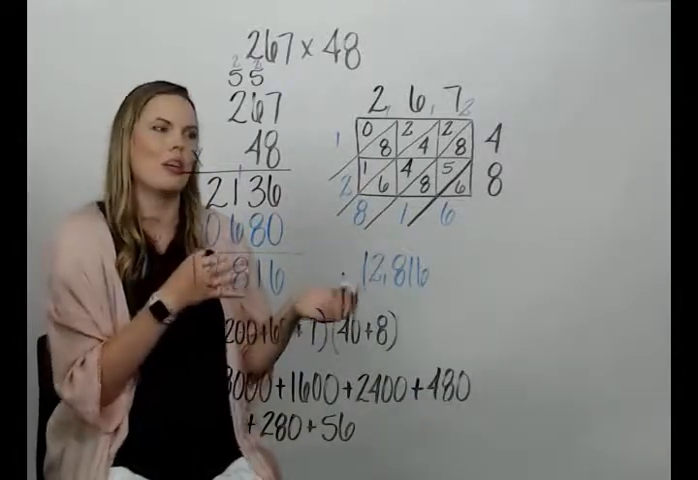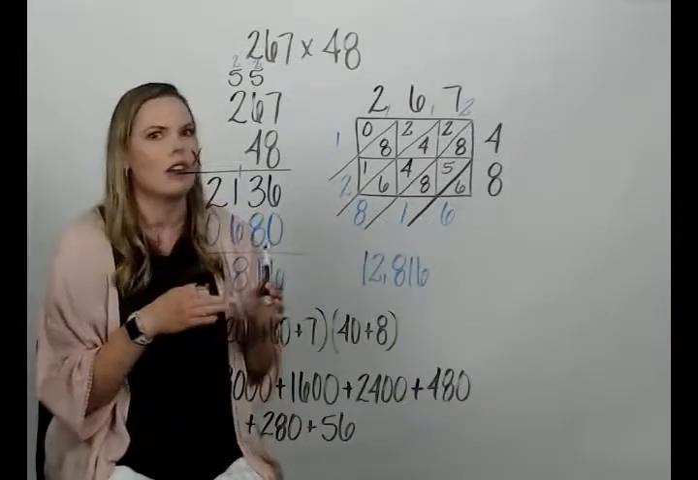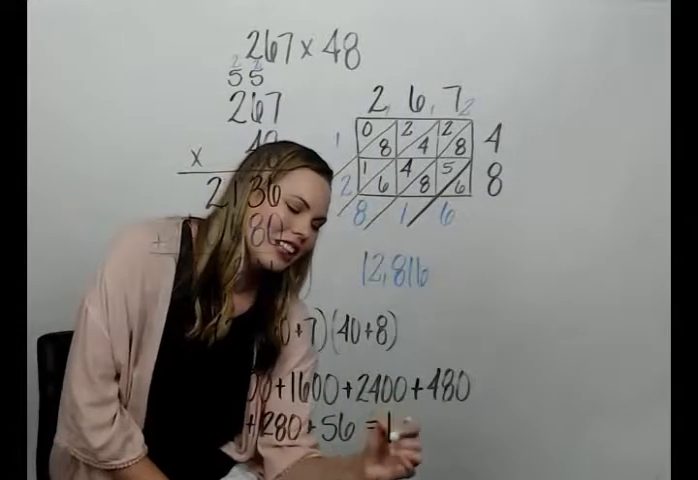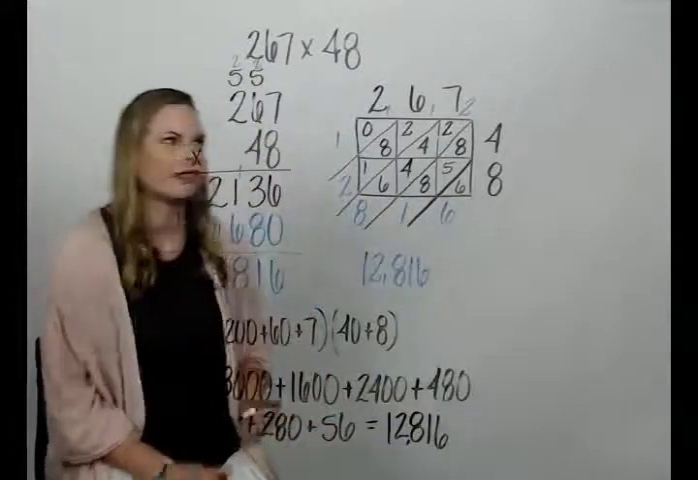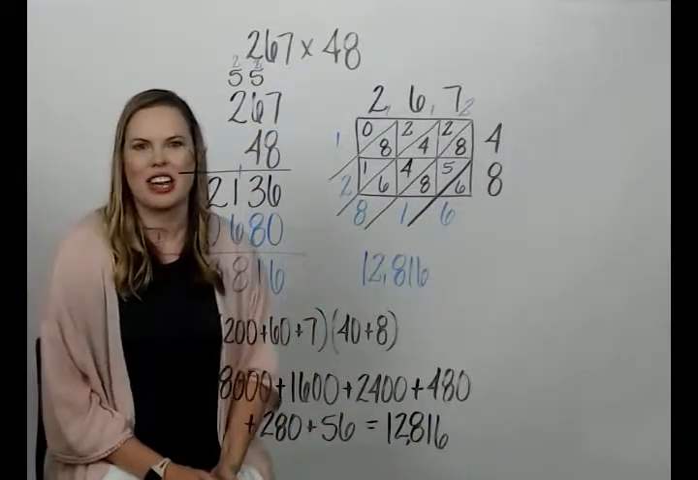And it's really cool that it works in this way, and numbers the way they work. So it's not magic, it's math, okay? And if you do all this addition, you once again get the 12,816. All right, so there are 3 multiplication algorithms for you.